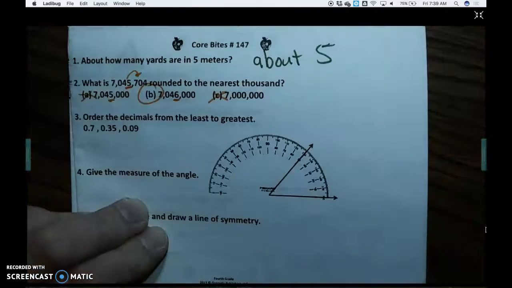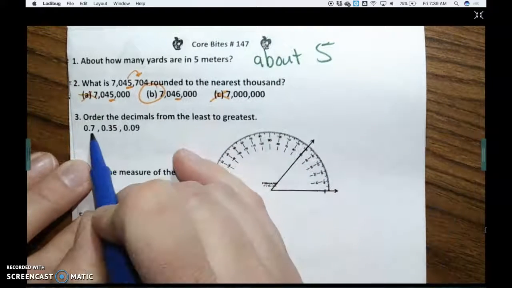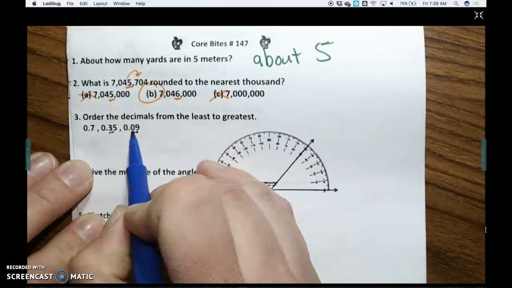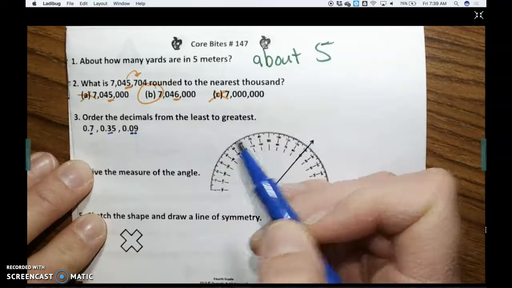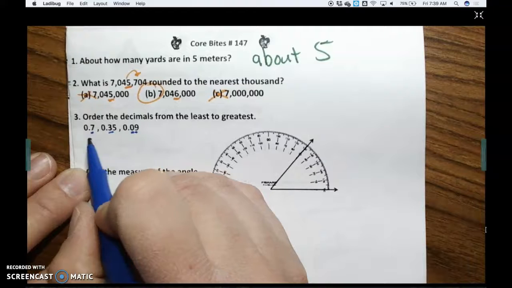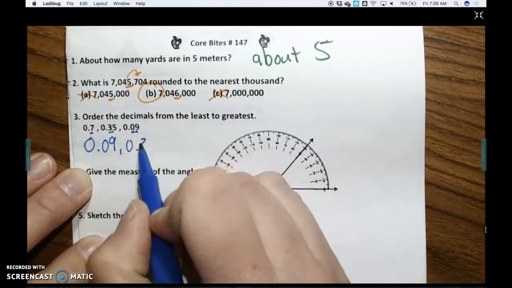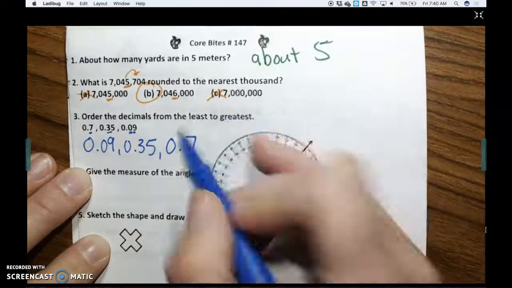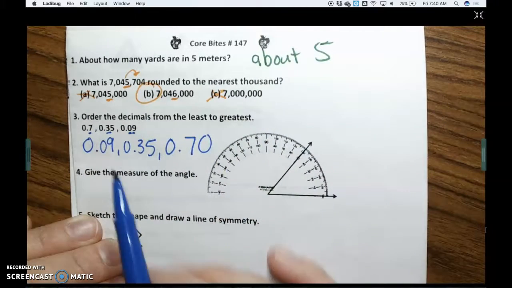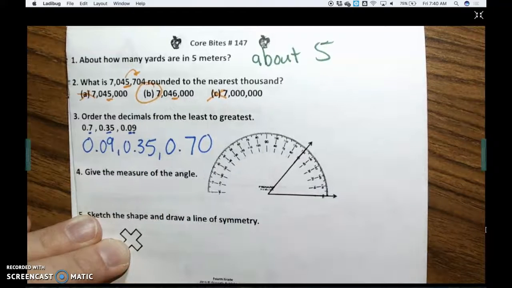For number 3, order the decimals from least to greatest, smallest to largest. So you've got 0.7, 0.35, 0.09. Don't let the 9 confuse you because you've got to look at the ones that are in the same spot. So 0.09 would be the smallest, that would be 9 hundredths. Then you'd have 35 hundredths. Then you would have 7 tenths, because really there's a 0 there. So if you look at it, that'd be 9 pennies, 35 pennies, 70 pennies.